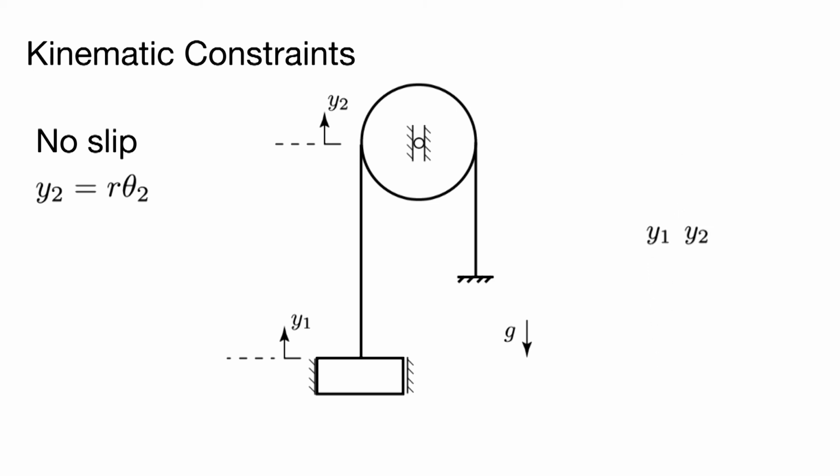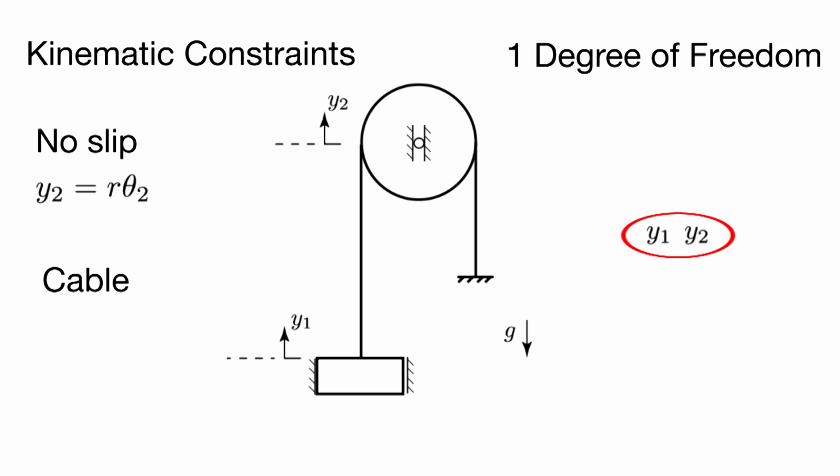Are y1 and y2 independent? No. It's clear that these coordinates are also linked by a kinematic constraint through the cable. So the system only has 1 degree of freedom. But how can we express this kinematic constraint linking y1 and y2? In other words, how does y1 vary when y2 is varied?